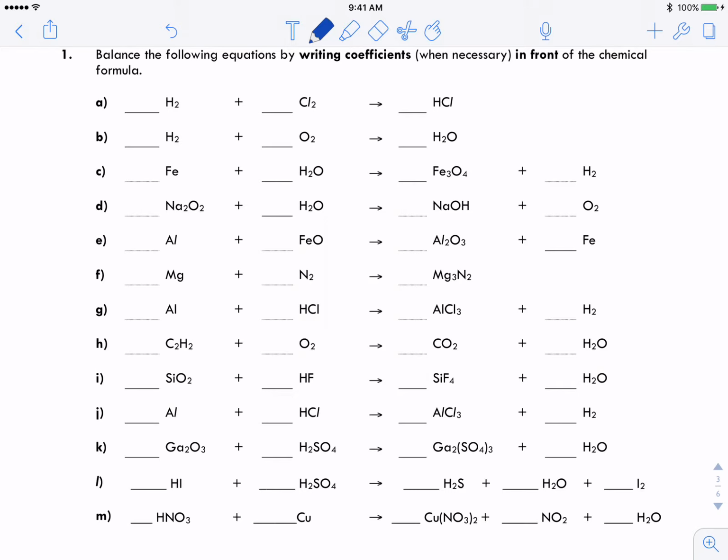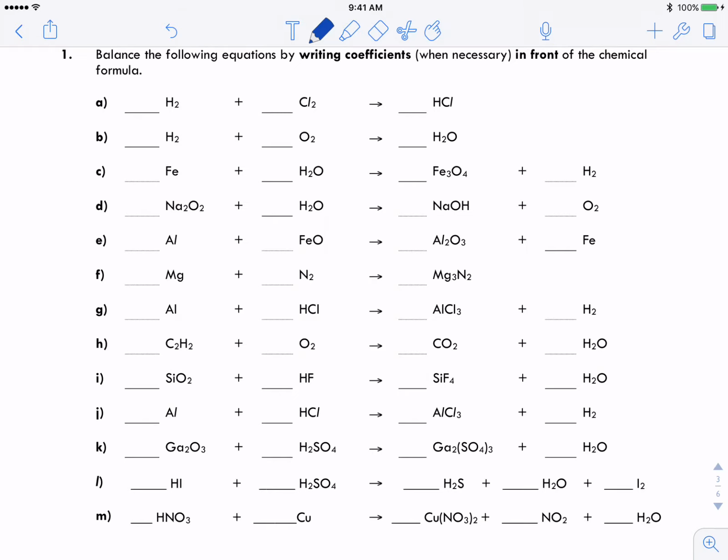Okay, so this is the screencast for your assignment 2 on balancing equations, pages 3 and 4. Let's try balancing equation 1a. I'm going to do this one question at a time, so just follow me. Let's look at 1a.